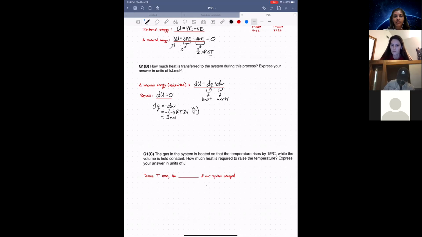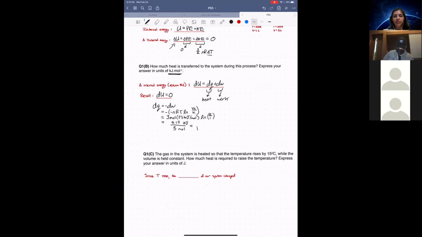So you're left with 3 moles times RT, which is 2.5 kilojoules per mole, and then natural log of 2 over 1. And that should give you 5.19 kilojoules. And notice that you're not left with moles. However, the question says to give it in units of kilojoules per mole. So this is the amount of energy transferred to the system for 3 moles. So to get per mole, you just divide this by 3 moles, and then you're left with 1.73 kilojoules per mole.